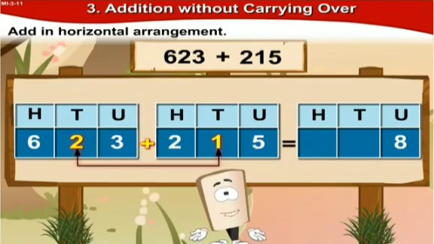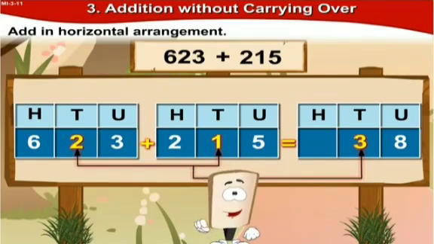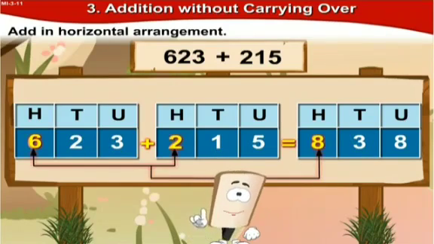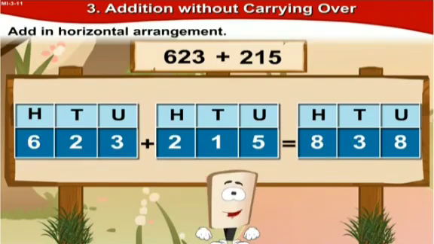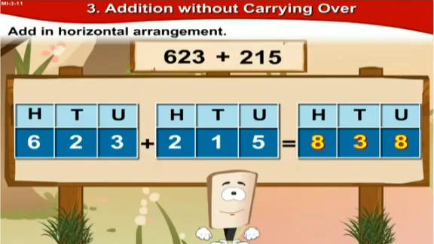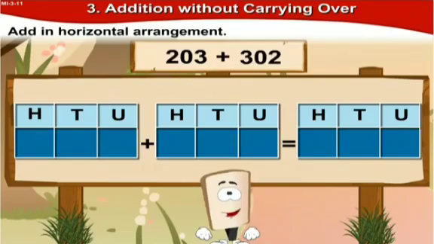2 tens plus 1 ten is 3 tens, so write 3 tens over here. And 600 plus 200 is 800, so write 8 over here. So it is 838. Now the last sum.